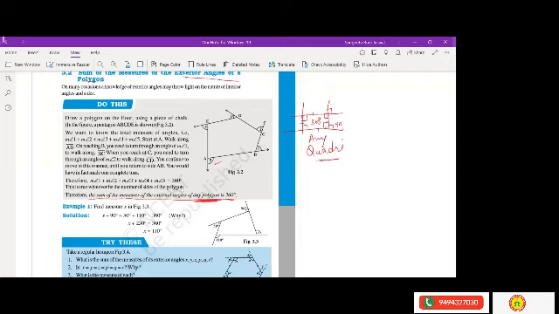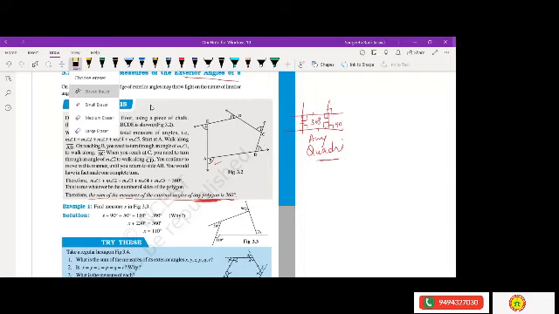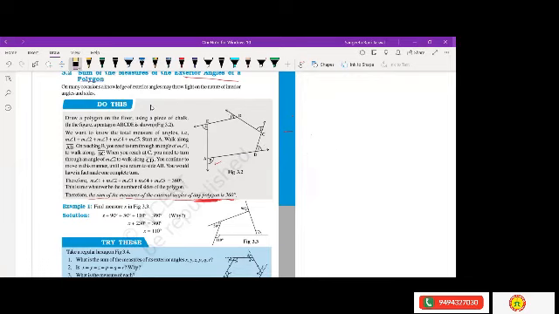Take this figure. Are you understanding? So I'm saying the inside figure. The sum of interior angles of a quadrilateral is 360 degrees, and the sum of exterior angles of any polygon is 360 degrees. It can be any polygon.